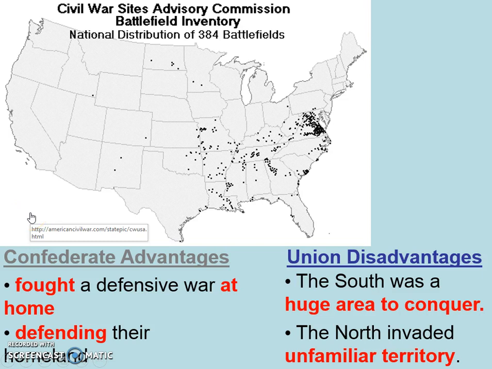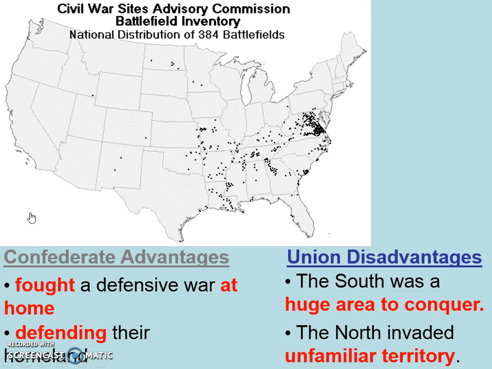The Confederacy did have a few advantages, though, and one of them was the fact that they were going to be fighting a defensive war. In order to win this war, the North, the Union, was going to have to invade the South and force them to surrender. So this allowed the Confederacy to fight a defensive war at home and to defend their homeland, which is very much the situation that we had back in the American Revolution, where the Americans, the Patriots, were defending their homes, and it was up to the British to invade and conquer them.